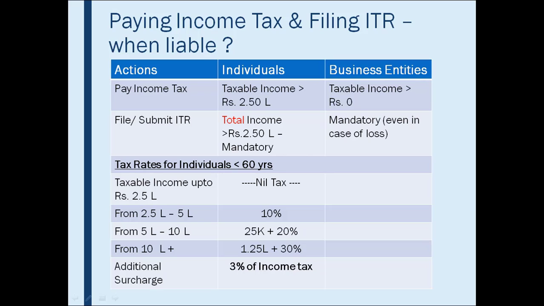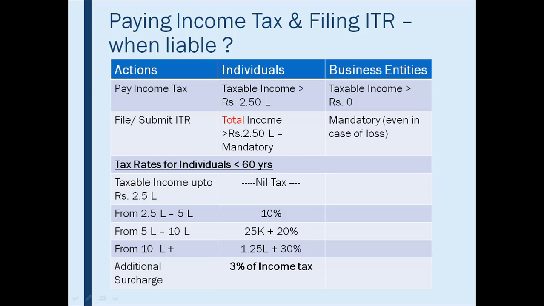Now, if your total income is more than 10 lakhs, then you need to pay the tax up to 10 lakhs for the entire thing, that is 1.25 lakhs, plus 30% of the extra income over 10 lakhs. So that is how, very broadly, the income tax is structured.